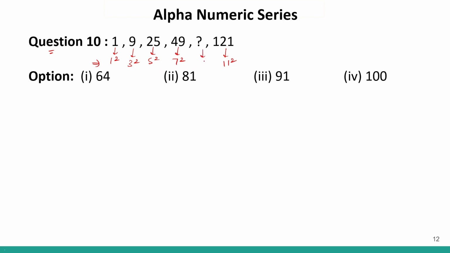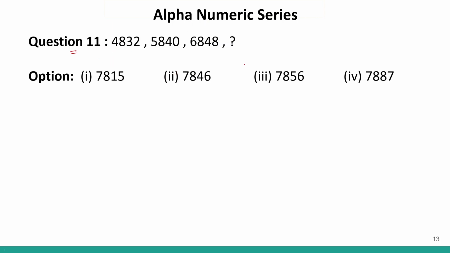Which is the number that is missing? 9 square. 9 square is how much? 81. So this missing term will be 81. 81 is given in option number 2. So option number 2 will be the answer to this question. Correct? Because these are simply squares of the numbers. Right? Question number 11. Big terms. Looks a little scary, but let us solve.